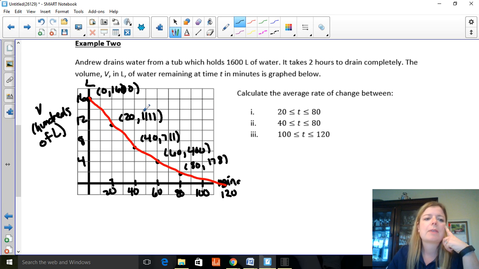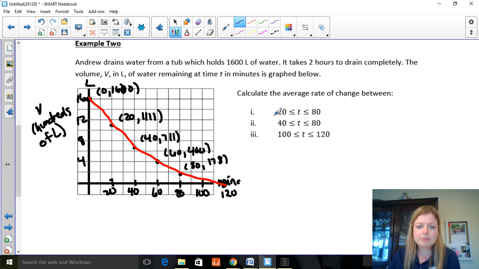Then I can also think, no matter where I draw a secant line, that line will be sloping down. So my slope will be negative. But depending which two points I choose, it could be a higher magnitude number or a lower magnitude. So on average, from 0 all the way down to 120, 1,600 liters are drained in 120 minutes. But that's not what the question is asking for. It's wanting us to look between these specific intervals.